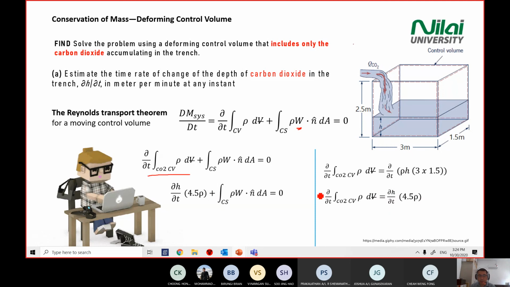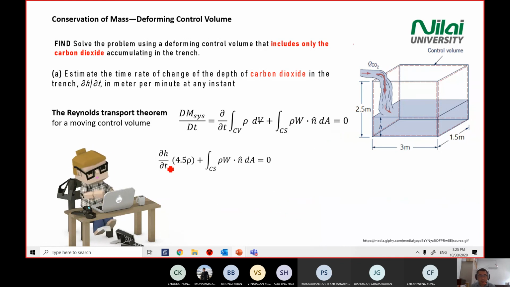Okay, we put the equation back into the earlier one. So the first term becomes del H over del T times 4.5 rho, and your second portion is still the same, you copy. Right, so far in the exam, you'll get 1 mark for this calculation, maybe 1 to 2 marks. Up to here, we see how we give you marks. So we have this equation.